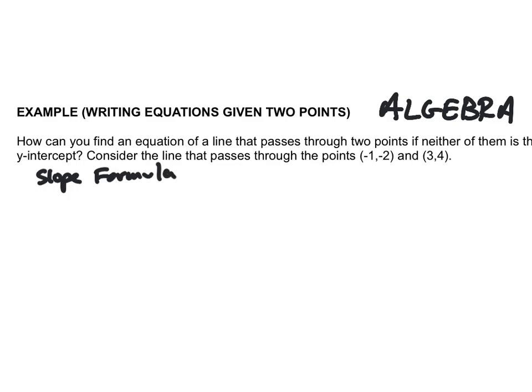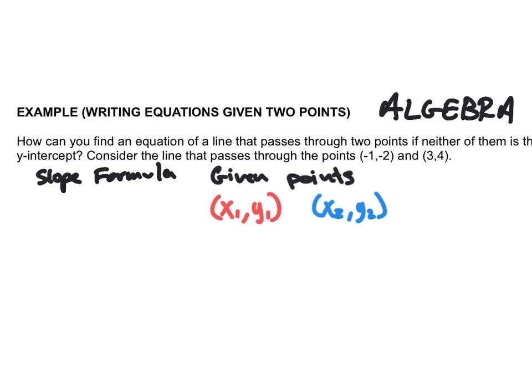Where, given points, and I'm going to call this x sub 1 comma y sub 1 and x sub 2 comma y sub 2, we can write our slope formula as y sub 2 minus y sub 1 over x sub 2 minus x sub 1, all right?